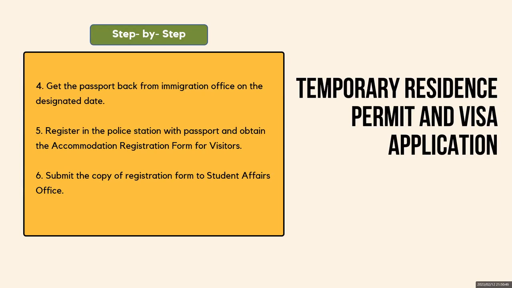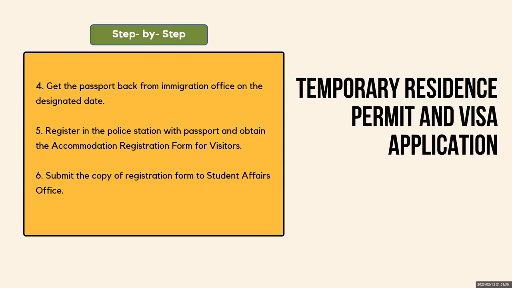After you get your passport back from immigration, that day you also need to go register at the police station with your passport and obtain the accommodation registration form for visitors. Before that, you will look for accommodation where you want to live, as Gandhi mentioned. There, you need to register at the police station, which will approve your address and where you live. And later, even after you finish your residence permit and get your passport back, you need to go again and register at the same police station with the contract that you have signed with the owner of the house.